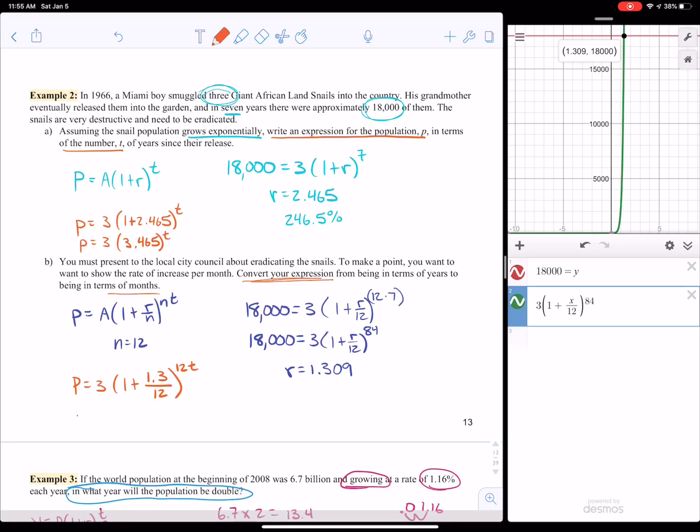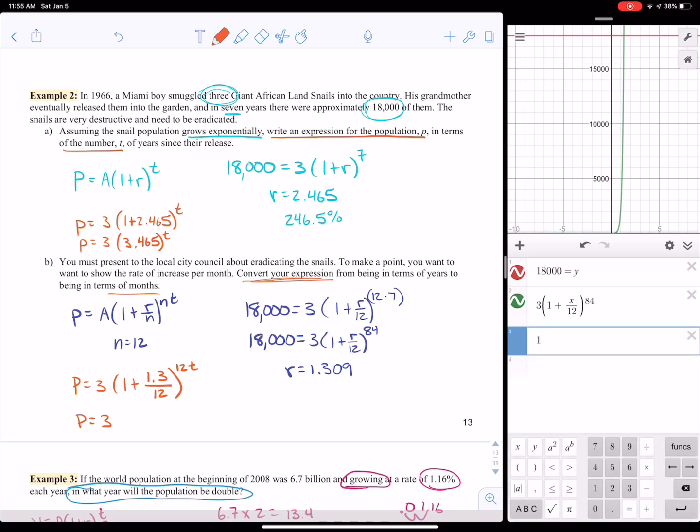And we could go ahead and clean that up. So if we do 3 and then 1 plus 1.3 over 12, let's calculate. What is 1 plus 1.3 divided by 12? And it's down there in the bottom of that little box. So that would be 1.1. So you could see it written either way. And that would be it for this example.